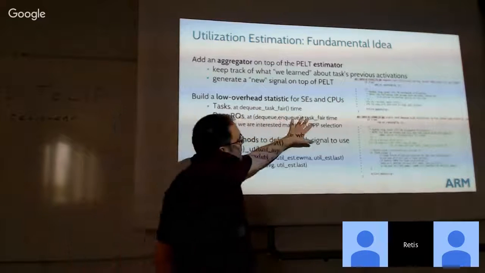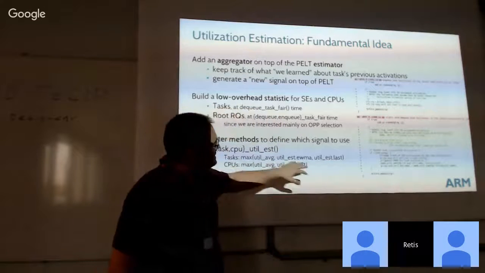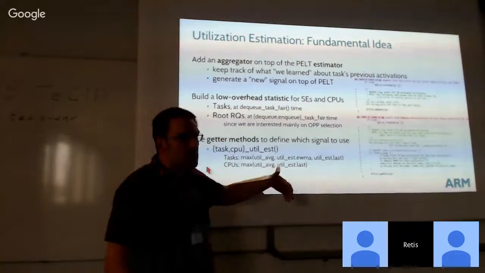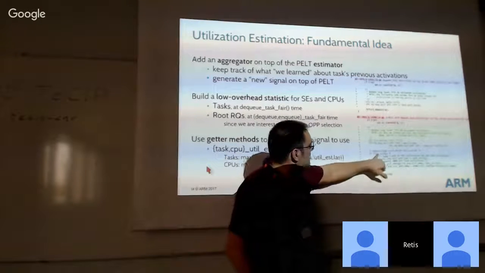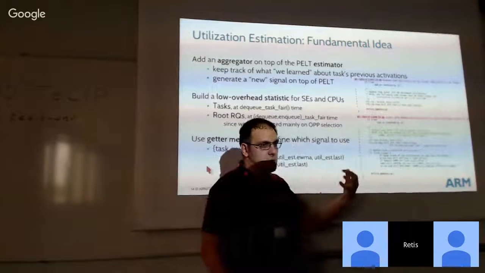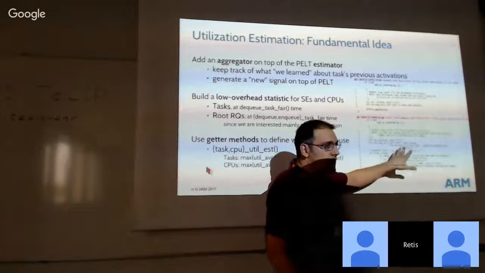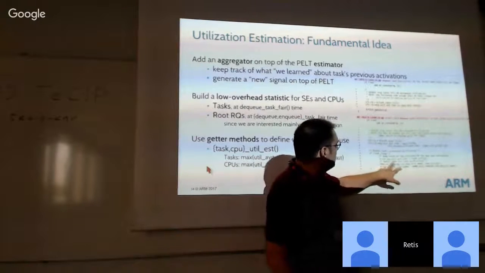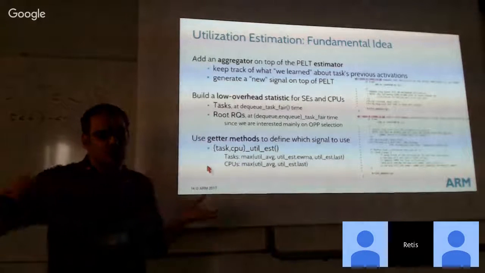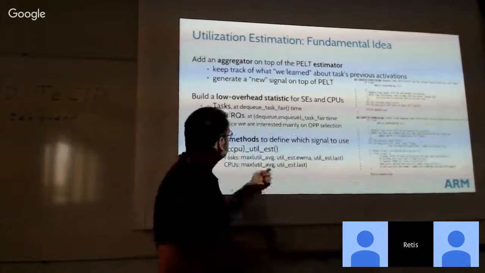So the patch at the end is pretty simple, it's a few lines of code, and let's start from the bottom. For tasks, we just have a little bit of code at the dequeue time. When the task is dequeued, and if it's asleep, then we get whatever is the utilization reported by PELT, and we track the last value, and we also update an exponential weighted moving average. So it's something that keeps a history, which is more than one activation. So we just update these two values at dequeue time.